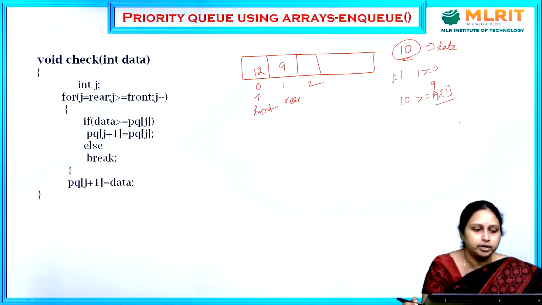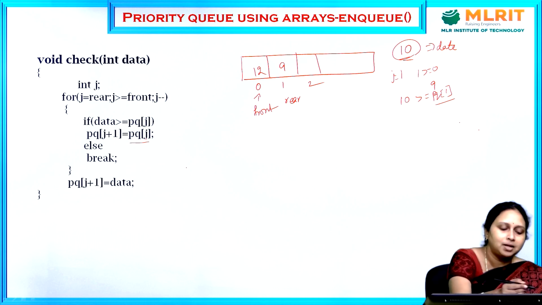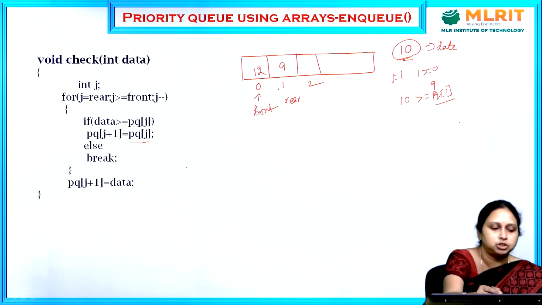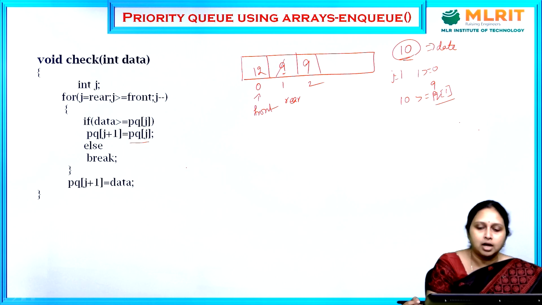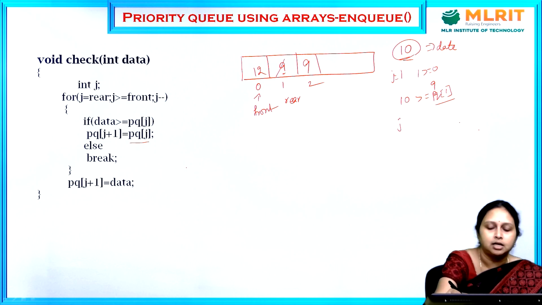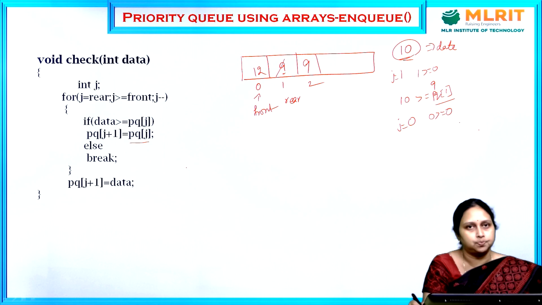Now what are we going to do? We are going to place PQ of J in the J plus 1 position. Whatever element you have in PQ of J, that is going to be placed in PQ of J plus 1. In this position we are going to place it. And then now what happens? Your J will be decremented. J becomes 0, 0 greater than or equal to 0, condition true.